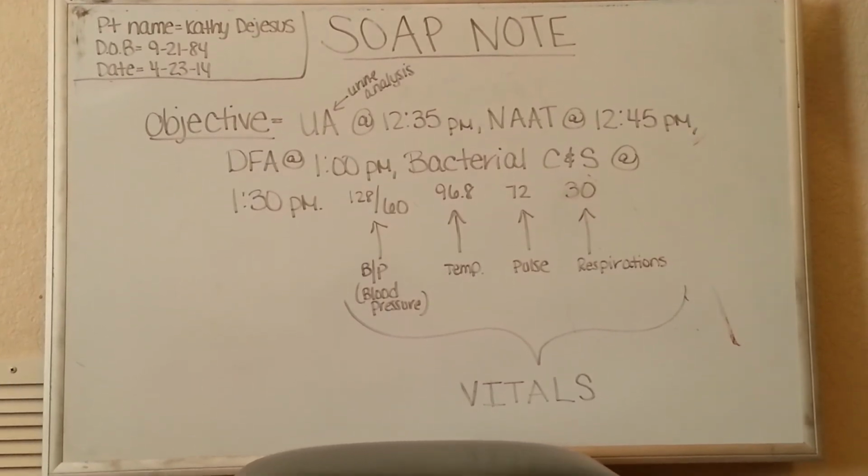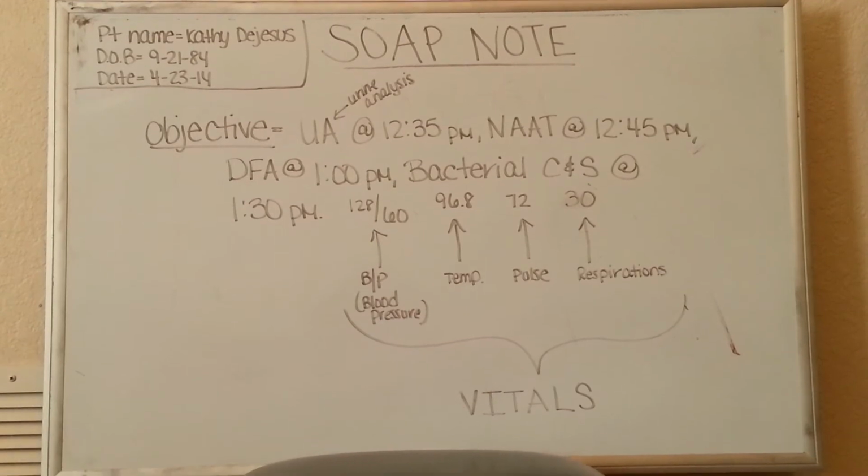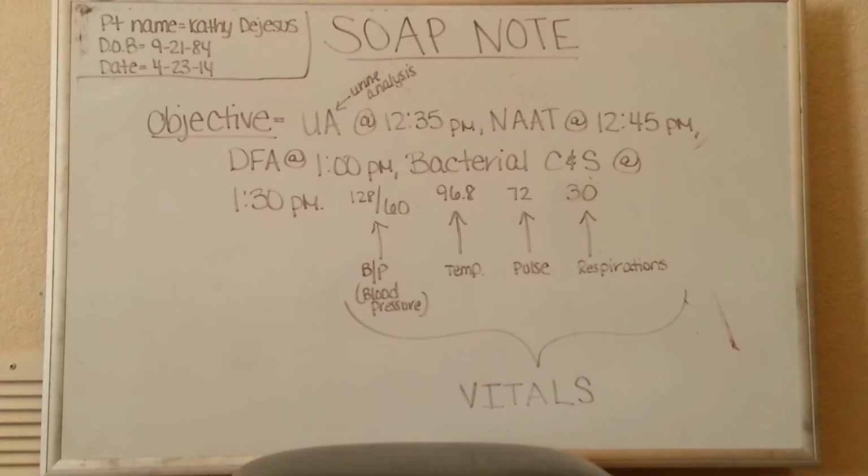Their blood pressure is 128/60. Their temperature is 96.8. Their pulse is 72, and their respiration is 30.